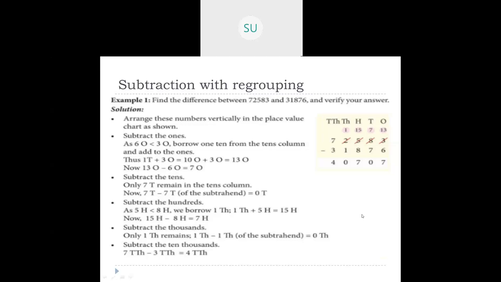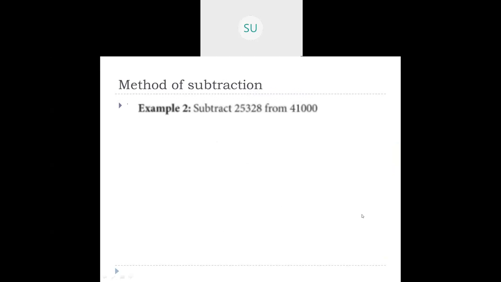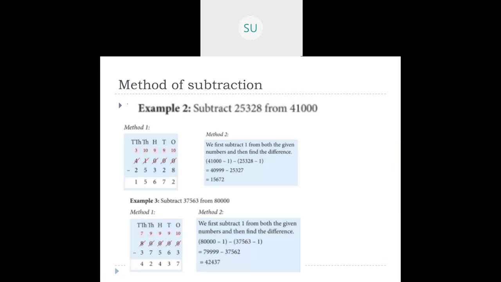Okay, so now we are going to study estimation of sum and differences. But before that, we also learned two methods. The first is the normal method of regrouping, and the second method was: whenever your minuend has too many zeros, you can subtract one from both the minuend and the subtrahend, and the numbers that you get, you can easily subtract without regrouping, and you'll get your difference. Okay, so that was the method that we learned.